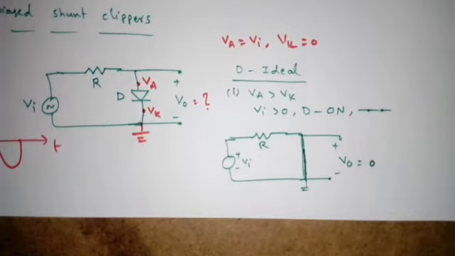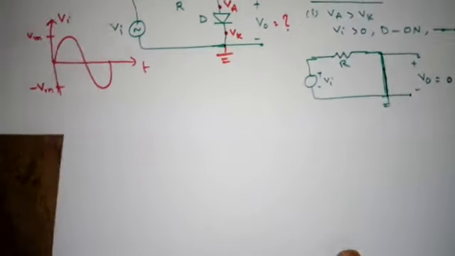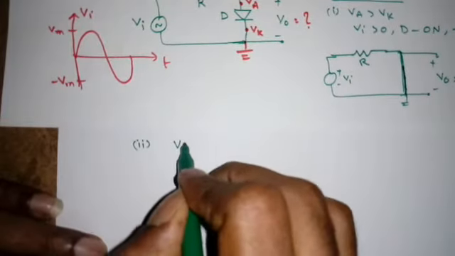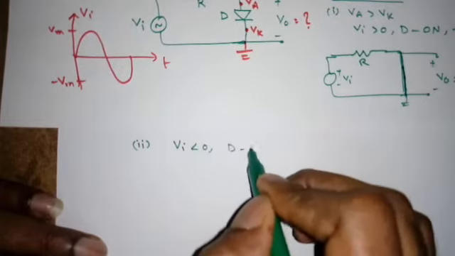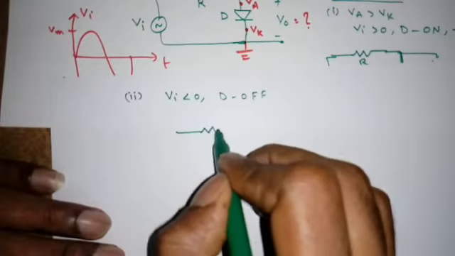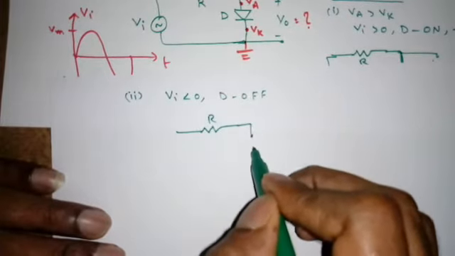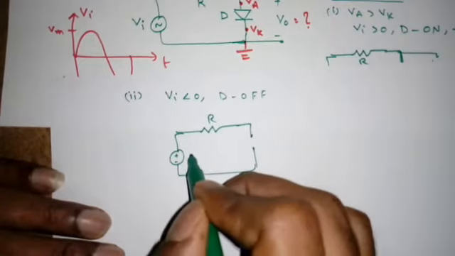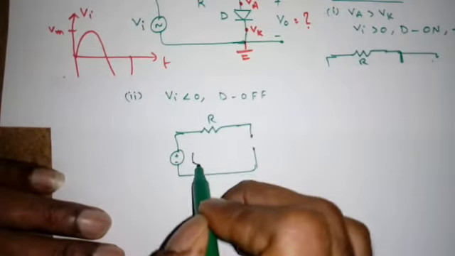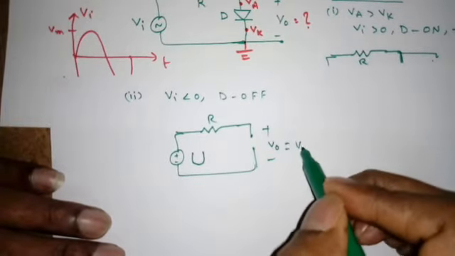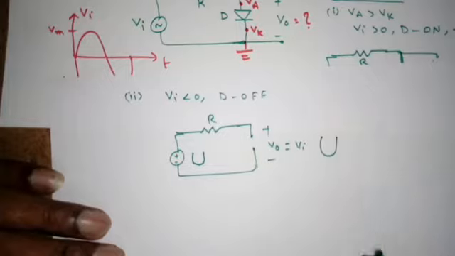So that is the first condition. Now what is the second condition? Just opposite. When Vi is less than 0, diode D will be off. When it is off, it is an open circuit. Then the circuit will be R with the diode open. So we applied the negative half cycle. Now tell me what is V0? The same as Vi, or we can say the negative half cycle.